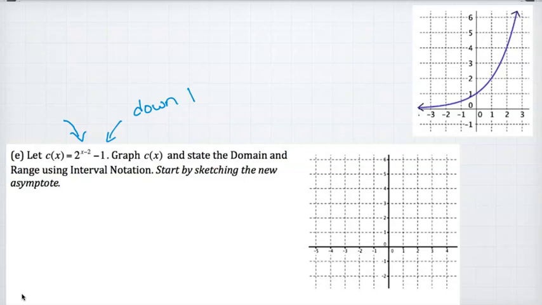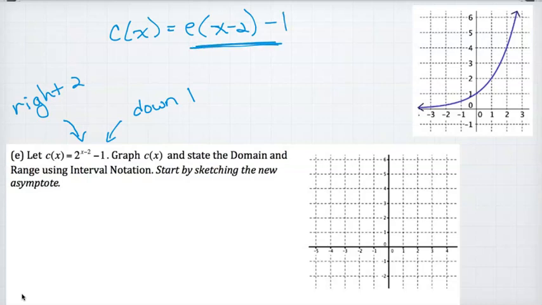It's the input minus 2. It's the opposite of what you would think. That means I move all my x's to the right 2. Another way you would write c of x, all right, is e of x minus 2, minus 1. They're just taking these transformations that we've looked at and physically putting them into an equation. That's how it would look in the equation.